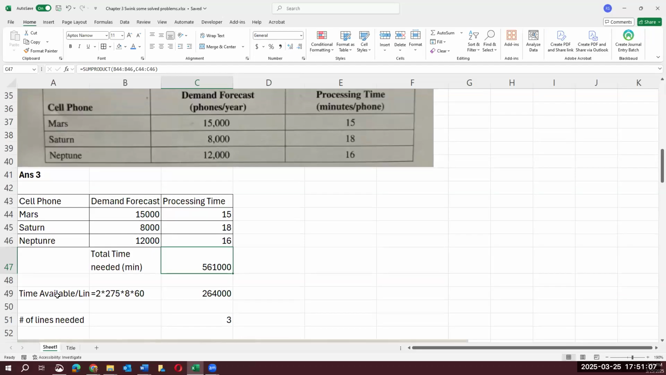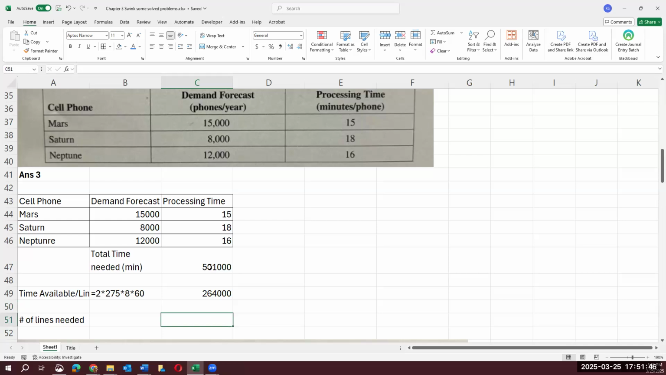Now, each assembly line is capable of giving you 2 shifts, for 275 days, 8 hours a day, and 60 minutes. I'm converting them into minutes because the total processing time needed is in minutes. So again, 2 shifts a day, 275 days per year, 8 hours per shift, and 60 minutes, converting that into minutes. And that number is given here.